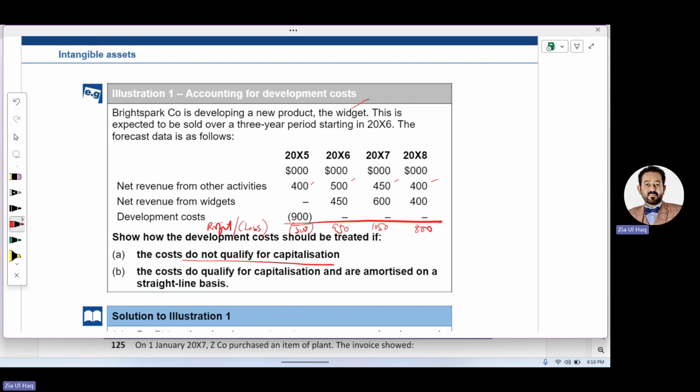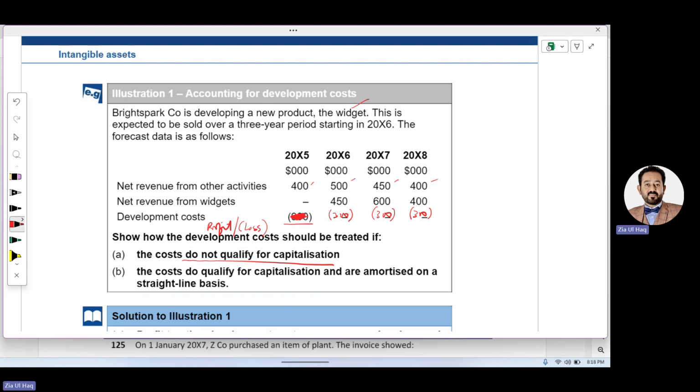Now part B. The costs do qualify for capitalization and are amortized on a straight line basis. How many years should it be amortized? 3 years. So 900 divided by 3 years, 300 every year. This means we need to record 300 amortization here, 300 amortization here, 300 amortization here, and here nothing.